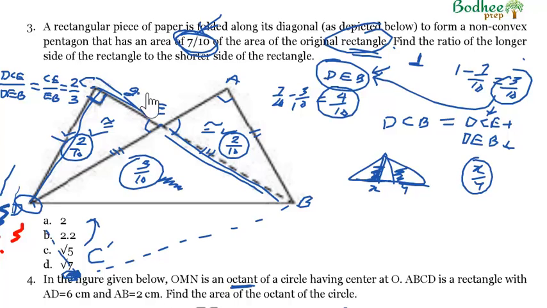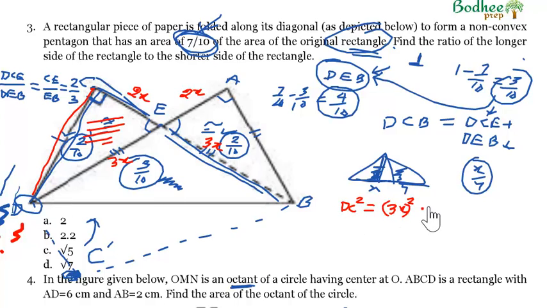So let me assume that CE is 2x. If I assume that this is 2x and this is 3x, this will also be 3x, and this will also be 2x. Clear? Now apply Pythagoras theorem in this triangle. You'll find that DC square, that means the value of this part, will be equal to 3x whole square minus 2x whole square, which is 9x square minus 4x square, so 5x square. Or I can say that DC is root of 5 times x. Clear so far?